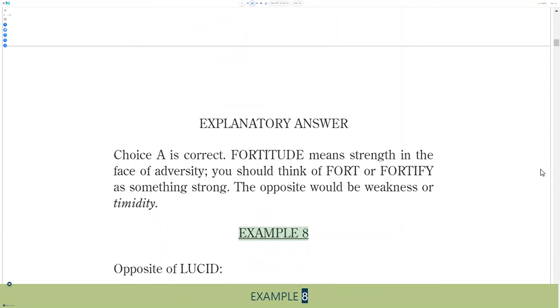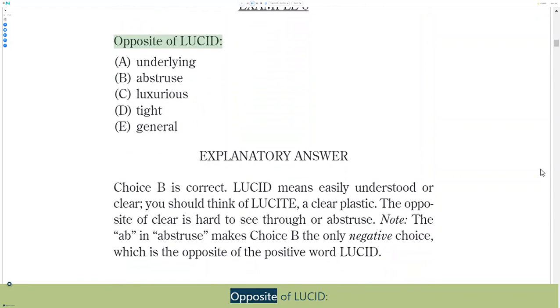Example 8. Opposite of lucid. A. Underlying. B. Abstruse. C. Luxurious. D. Tight. E. General. Explanatory answer.